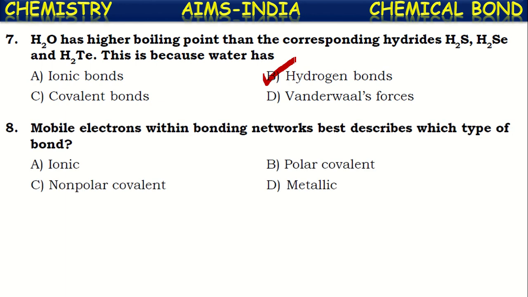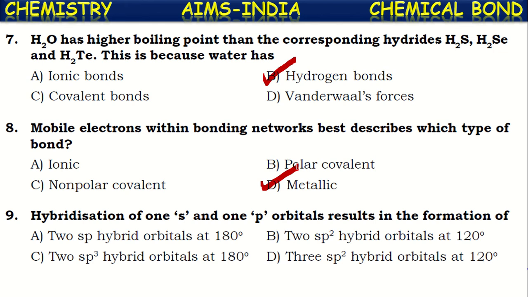Next one. Mobile electrons within bonding networks best describe which type of bond? So mobile electrons within the bonding networks represent a metallic bond. We know that in metallic bond formation all the metal ions are surrounded by a mobile electron cloud around them. So that represents metallic bonding.